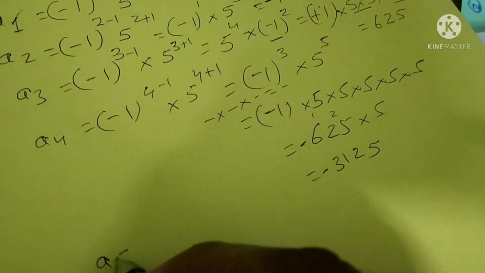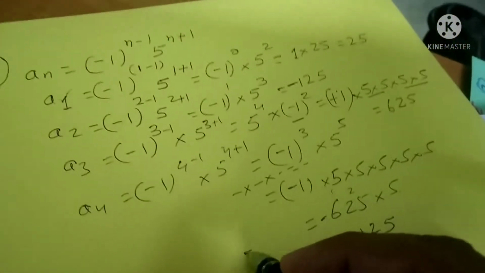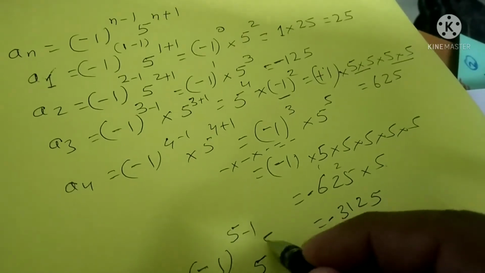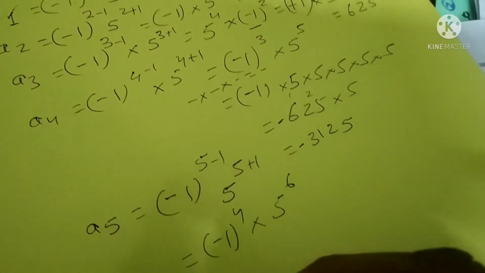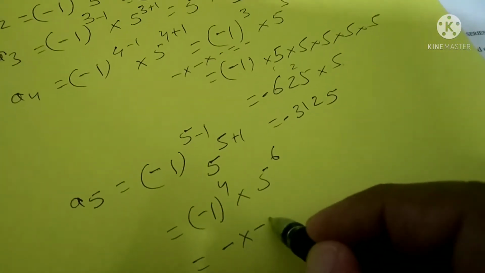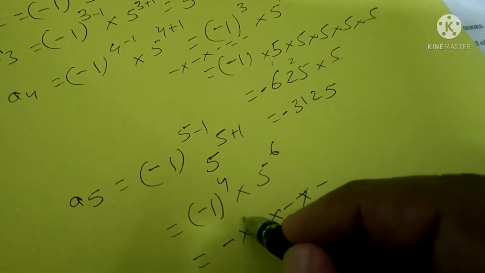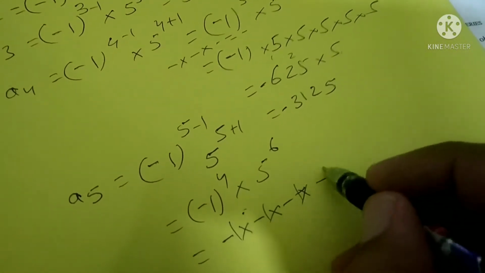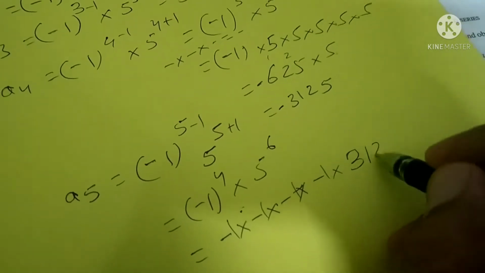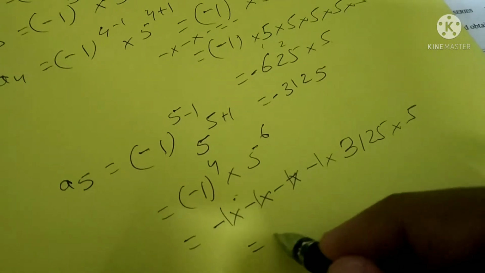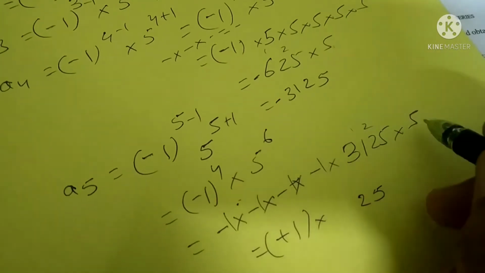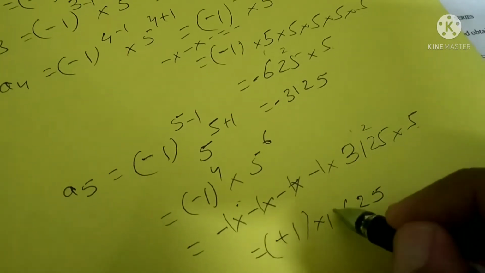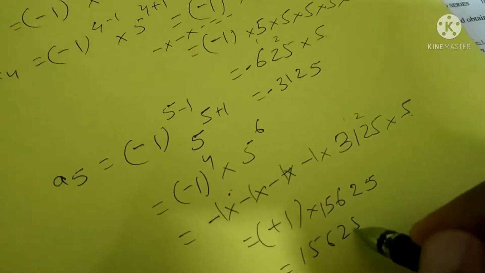a5 is the last one. a5 is equal to (-1)^(5-1) times 5^(5+1). So this is equal to (-1)^4 into 5^6. This is minus into minus into minus into minus, so this is plus 1. Into 3125 into 5. So this is plus 1 into 5 times 5 is 25, 5 times 2 is 10 plus 2 is 12, 5 times 1 is 5 plus 1 is 6, 5 times 3 is 15. 15,625 is the answer of this question, right? So the fifth part of it.